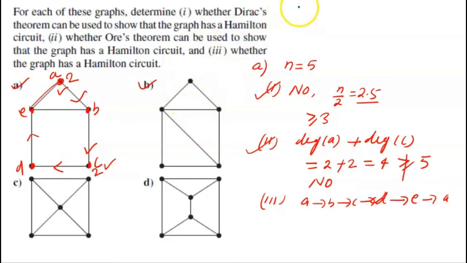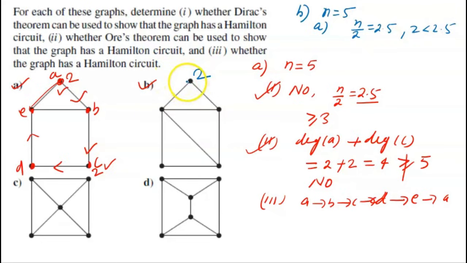Now if you look at example B, I am solving B here. First, n is equal to 5, the number of vertices. Can we apply Dirac's theorem? The answer is no, because here we have a vertex of degree 2, and to apply Dirac's theorem every vertex should have degree at least n/2. n/2 here is 2.5, and 2 is certainly less than 2.5, so we can't apply Dirac's theorem.